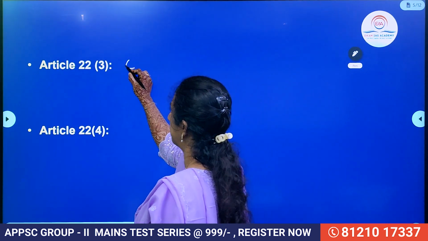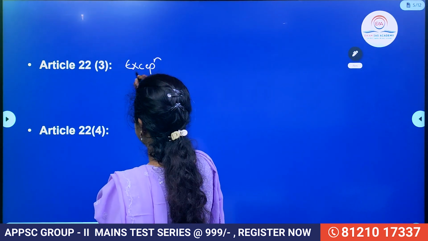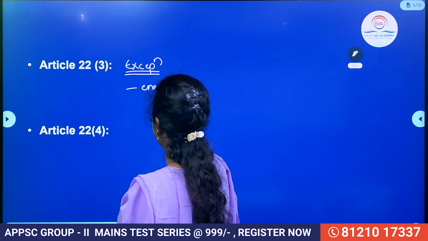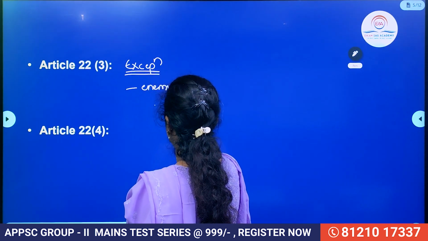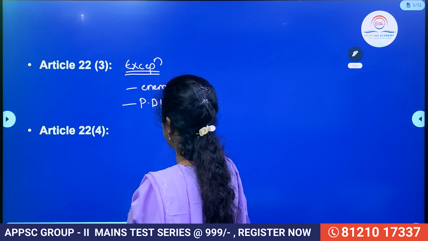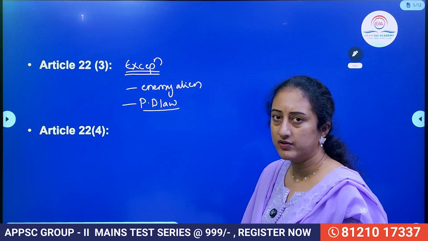Then Article 22 Clause 3 gives some exceptions. As we have seen, the provisions related to Article 22 Clause 3 don't apply to an enemy alien, and the persons who got arrested under preventive detention law, right? So what is this preventive detention law?